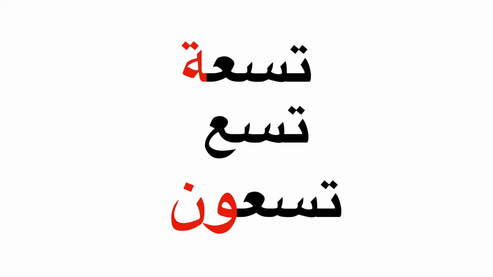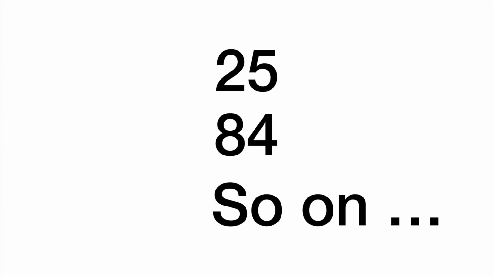So now we have the multiples of 10 covered, but as I mentioned at the beginning of this video, we want to count till 99. So how to combine the multiples of 10 with the numbers from 1 to 9? Like how do I say 25 or 84 and so on in Arabic? Actually, it's quite simple. You just have to add and, which is wa in Arabic.